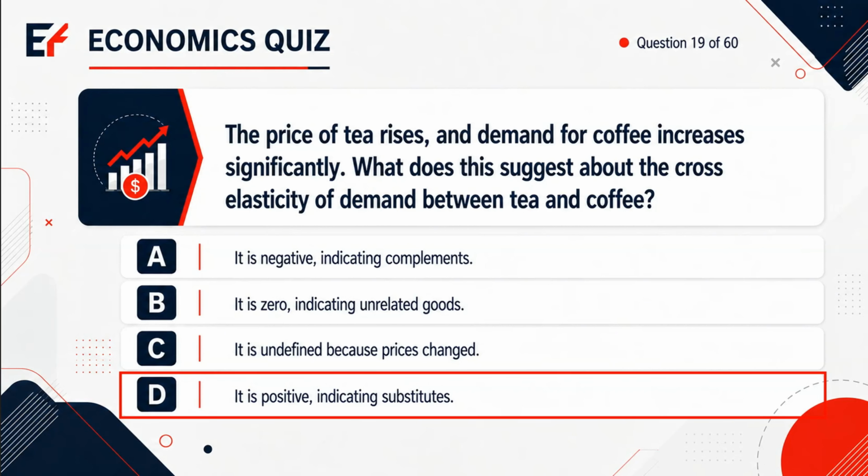Option B is not correct because coffee clearly responds to the change in tea's price. Option C is also wrong because cross-elasticity is specifically used to measure this kind of price and demand relationship between two goods. The key idea is simple. A positive cross-elasticity points to substitute goods.